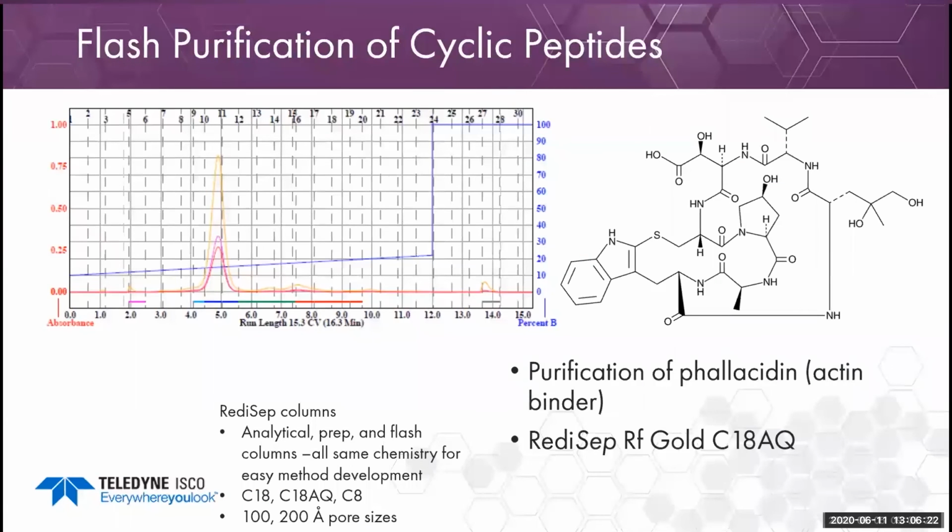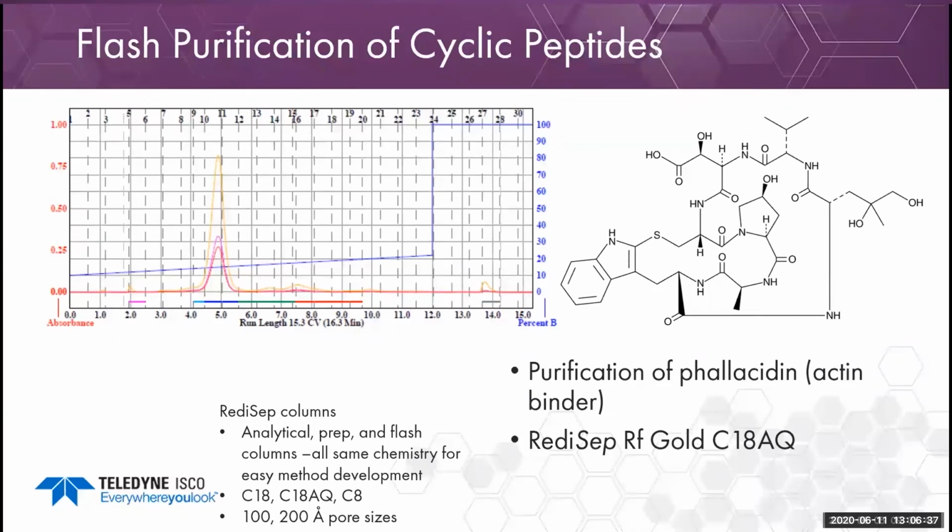Flash chromatography can be an efficient method for purifying peptides by itself. This cyclic peptide, phallocidin, was purified on a ReadySep RF Gold C18AQ column. This compound binds to actin in cells.